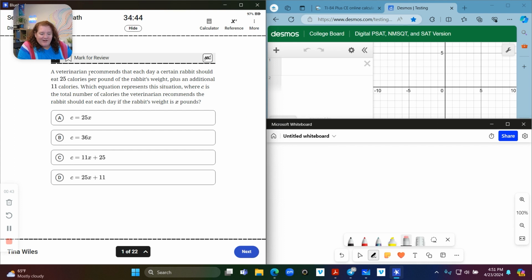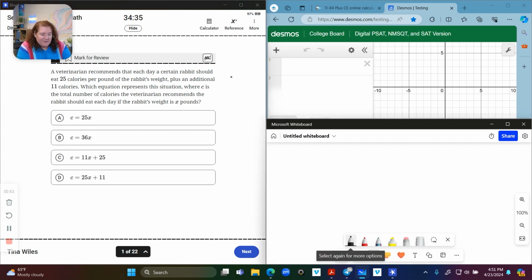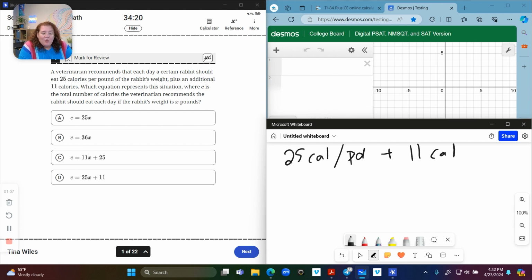A veterinarian recommends that each day a certain rabbit should eat 25 calories per pound. So we're going to do 25 calories per pound of the rabbit's weight plus an additional 11 calories. Which equation represents the situation where C is the total number of calories the veterinarian recommends the rabbit should eat each day if the rabbit's weight is x pounds?